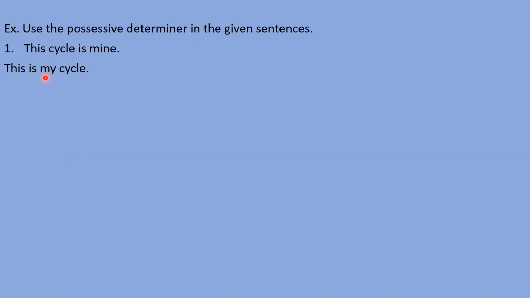First sentence I have done for you, the second you have to do by yourself. Come on, the second sentence. My cycle is of blue color and yours is of red color. So you know that yours is not an adjective or determiner, that is a pronoun. So what can you write instead of this? Please tell me. Raise your hand if you can write a possessive determiner instead of the possessive pronoun. Sanchi Bhatia, please tell me. You have raised your hand.